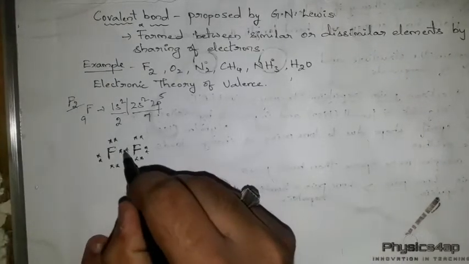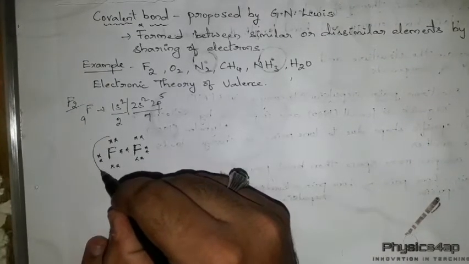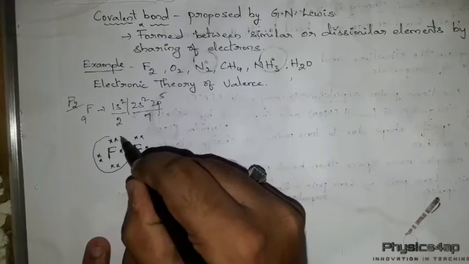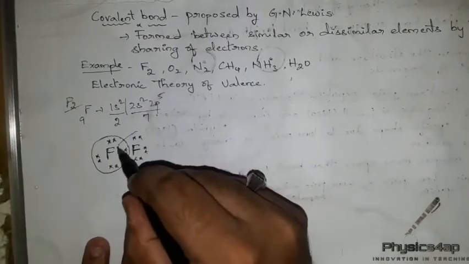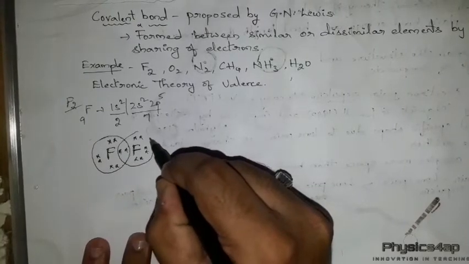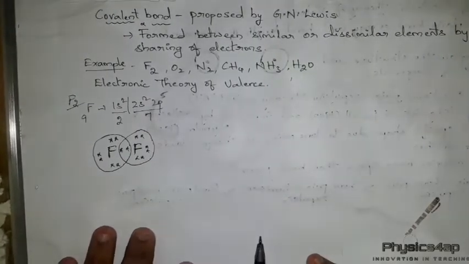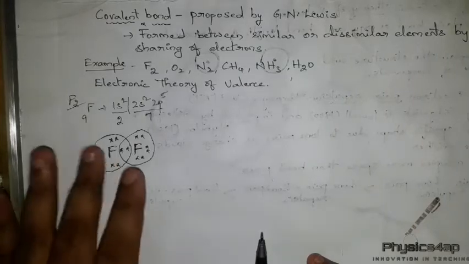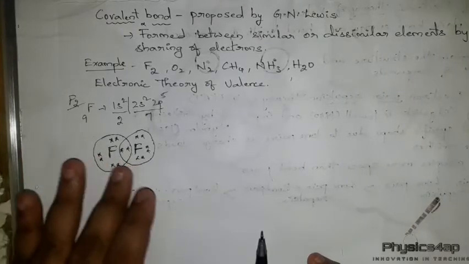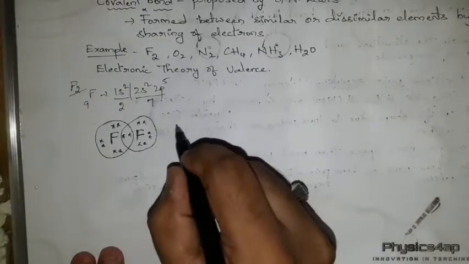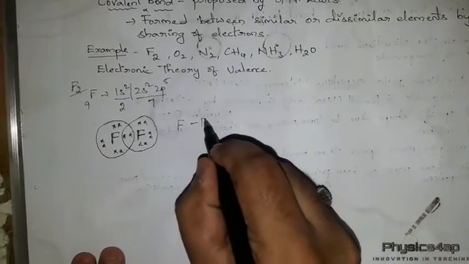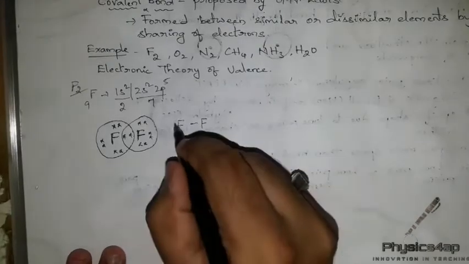So these two electrons will be shared with this fluorine atom, and the same 2 electrons will be shared with the second fluorine atom. This is how one fluorine atom shares electrons with another fluorine atom, and we can write this as F bond F.